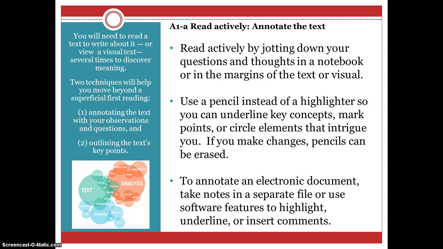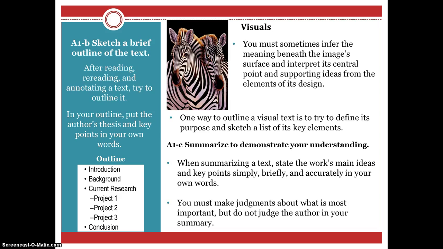Read actively. Annotate the text. Read actively by jotting down your questions and thoughts in a notebook or in the margin of the text or visual. Use a pencil instead of a highlighter so you can underline key concepts, mark points, or circle elements that intrigue you. If you make changes, pencils can be erased. To annotate an electronic document, take notes in a separate file or use software features to highlight, underline, or insert comments.